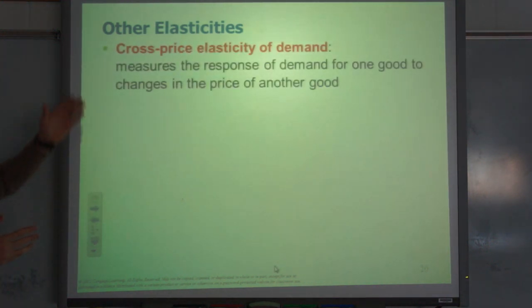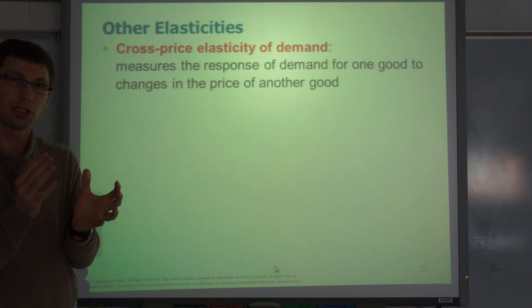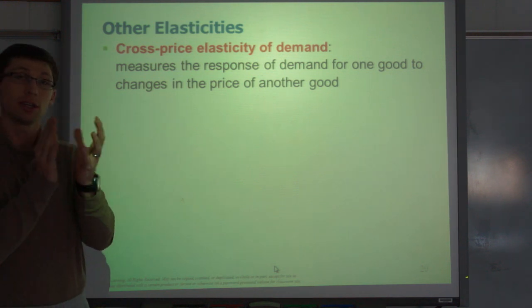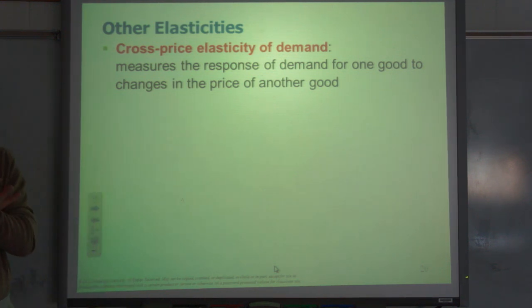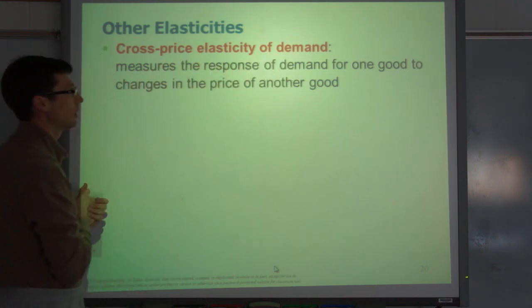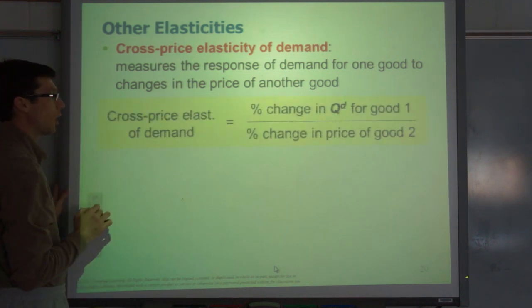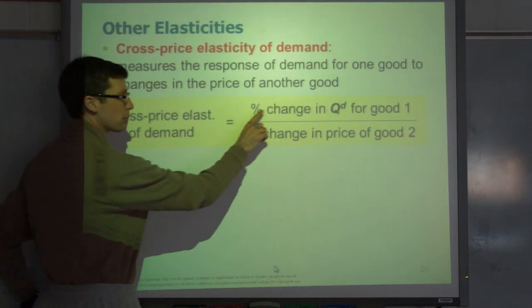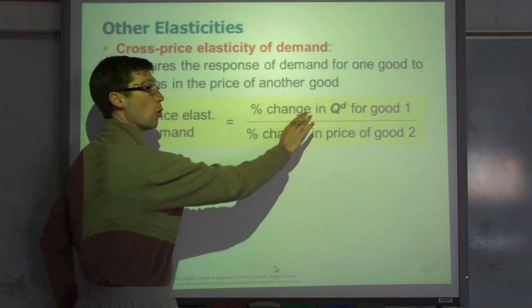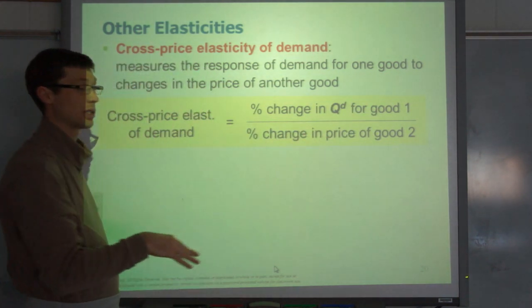And the last slide here, we have cross-price elasticity. What we're doing here with cross-price elasticity is determining the relationship between goods. Are goods considered substitutes or are they complementary? So it measures the response of demand for one good when the price of another is changed. So what we do to figure it out is we take the percentage change in quantity demanded for good 1 over the percentage change in the price of good 2.